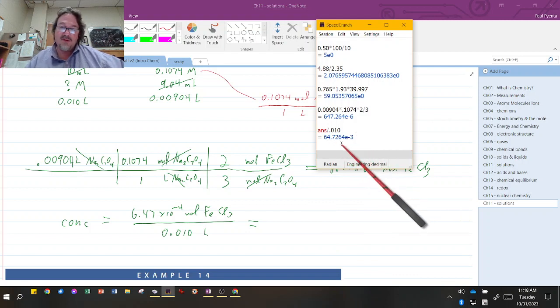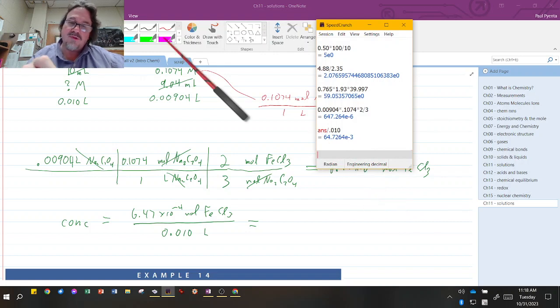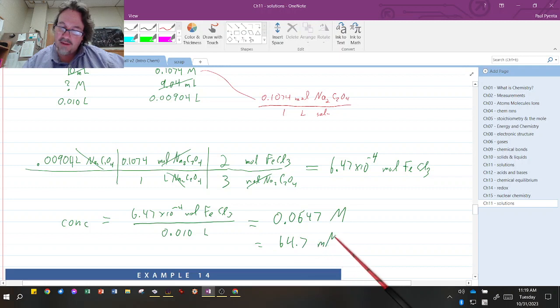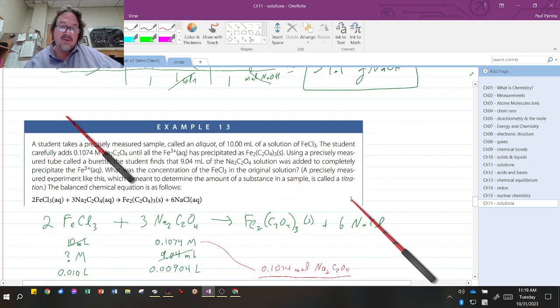And so while this is going to come out in terms of molarity, it could be in millimolarity as well. But, well, let's write them both. 64.7 times 10 to the negative 3, that'd be 0.0647 molar. Or, like I said, that could also be represented as 64.7 millimolar. And there we go. That would be the answer.